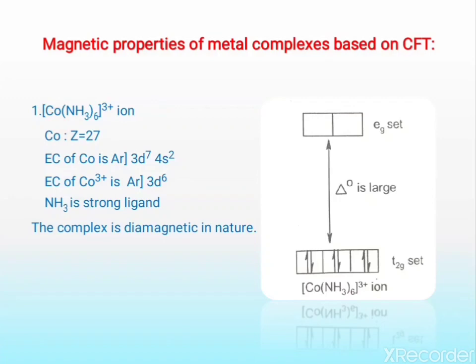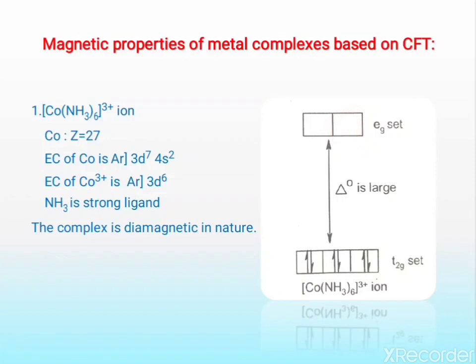The atomic number of cobalt is 27. The electronic configuration of cobalt is argon 3d7 4s2. The electronic configuration of Co3+ ion is argon 3d6. NH3 is a strong field ligand. That's why the splitting of d orbitals into t2g and eg is very large, so there is a large energy gap between the t2g and eg sets of orbitals.